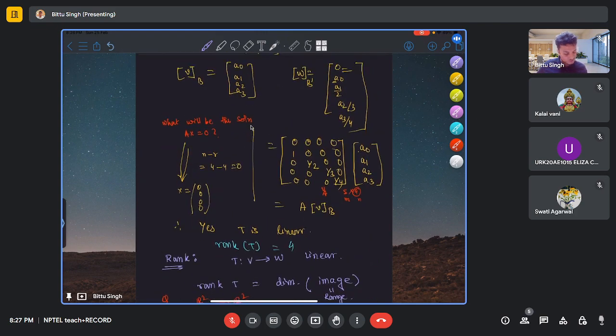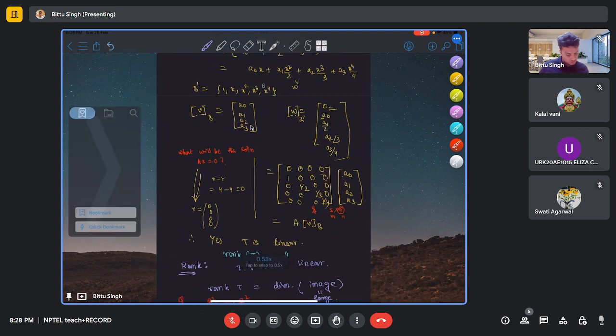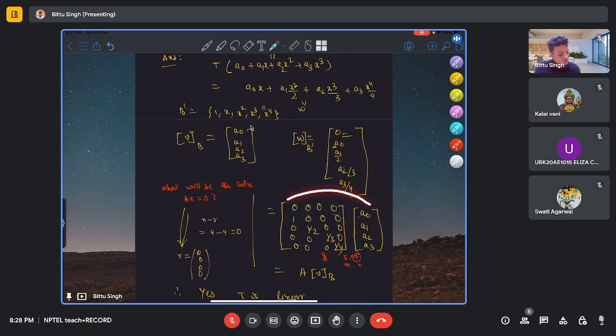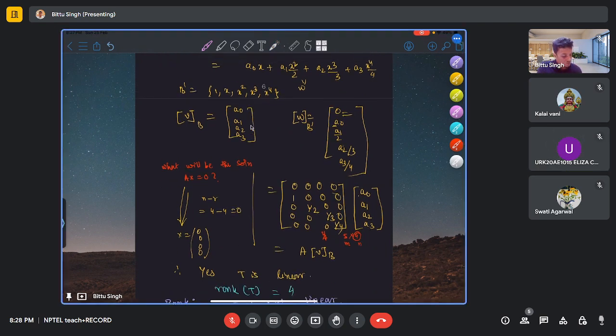So for this question, what will be the nullity? Nullity of this transformation, that is the transformation by this matrix. What will be the nullity of this? You have 0 already, sir. Yes, you have already seen there is nothing. So the nullity of this T is actually 0.